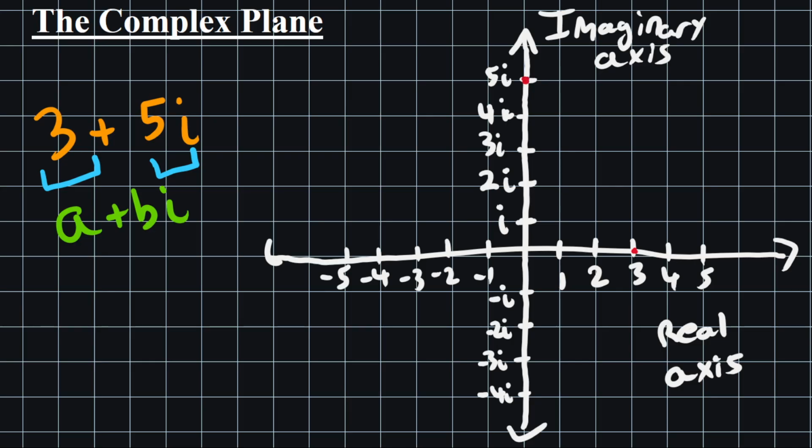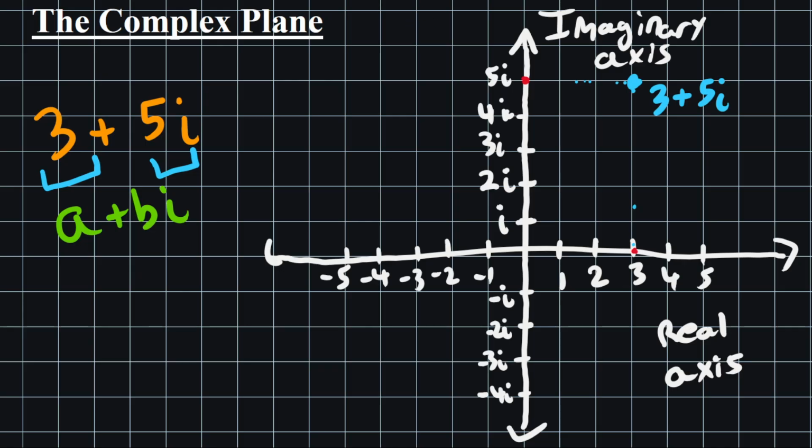It's up here. So in other words, to plot this, we're going to go 3 to the right on the real axis and up to 5i on the imaginary axis. So that is up here. And as you can see, if you drew some dotted lines, we would hit 5i on the imaginary axis, and we would hit 3 on the real axis. So this blue point that we have plotted right here, that represents the complex number 3 plus 5i.